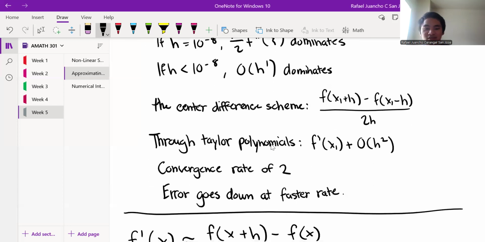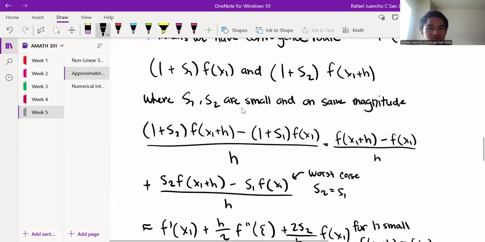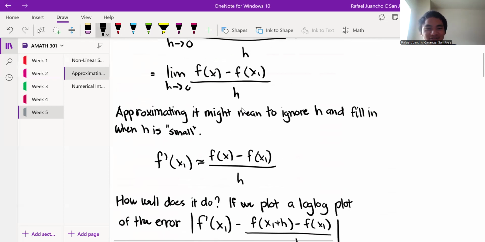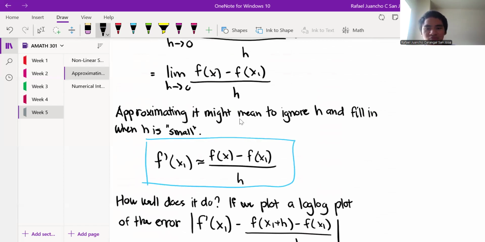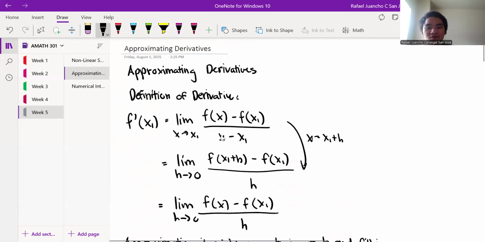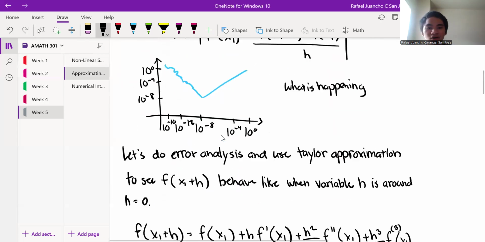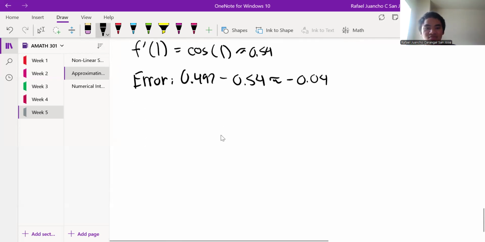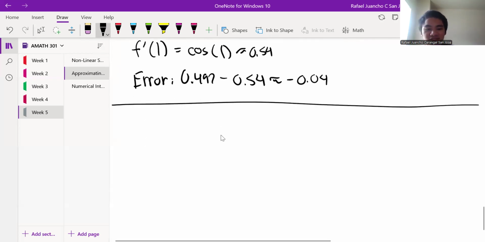So let's try something with the central difference scheme. Now you might be asking, what in the world is that? What's the purpose of that? We're gonna find out right now. Okay, I'm also gonna highlight this because I know we can approximate it when h is small. Okay, so those are the two things that we have to worry about, right? Okay, let's try that example.